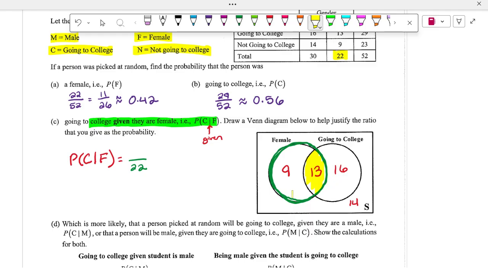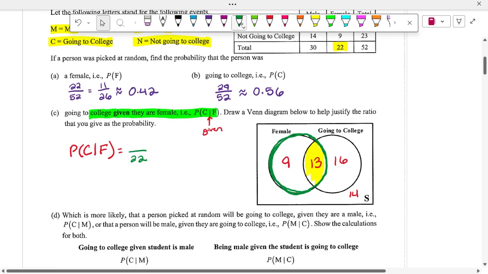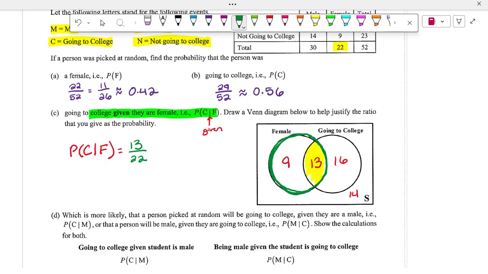Okay, so we have 22 females total within the green circle. 13 of them are actually going to college, which we can confirm using this table. But I just wanted to show you. Yep. And that can't simplify because again, 13 is prime. But what is that as a decimal approximately? 0.59.